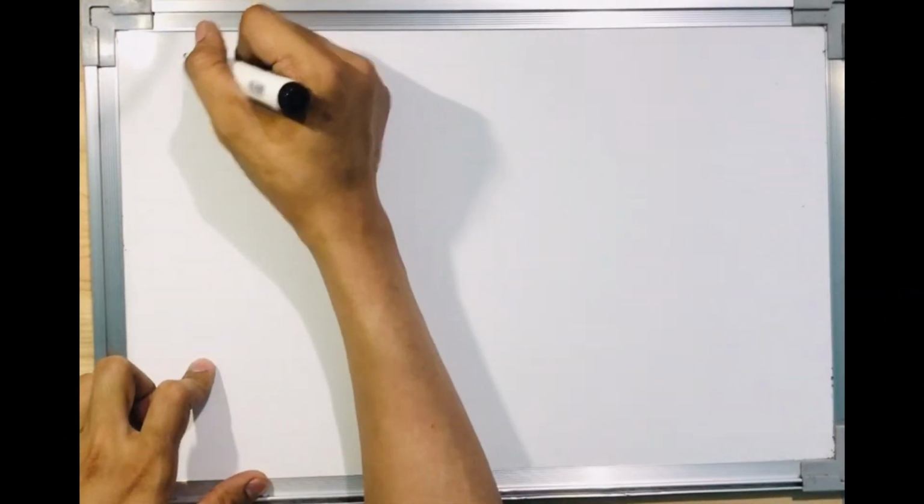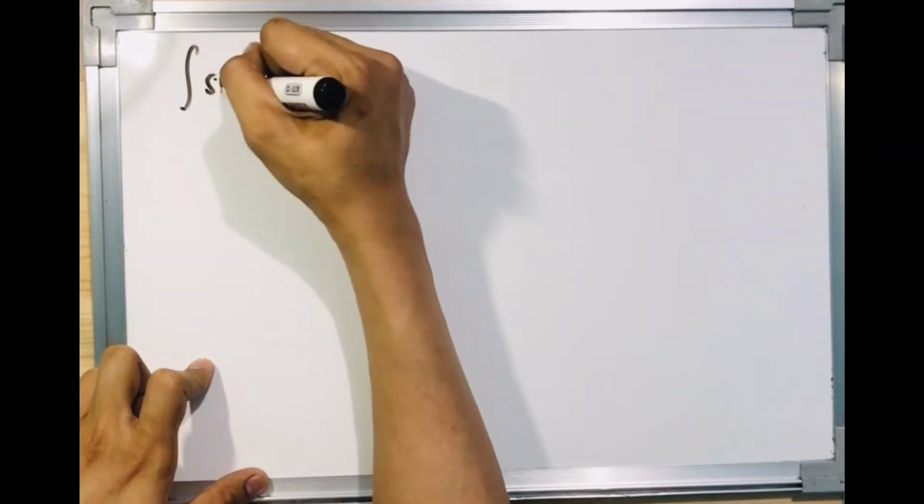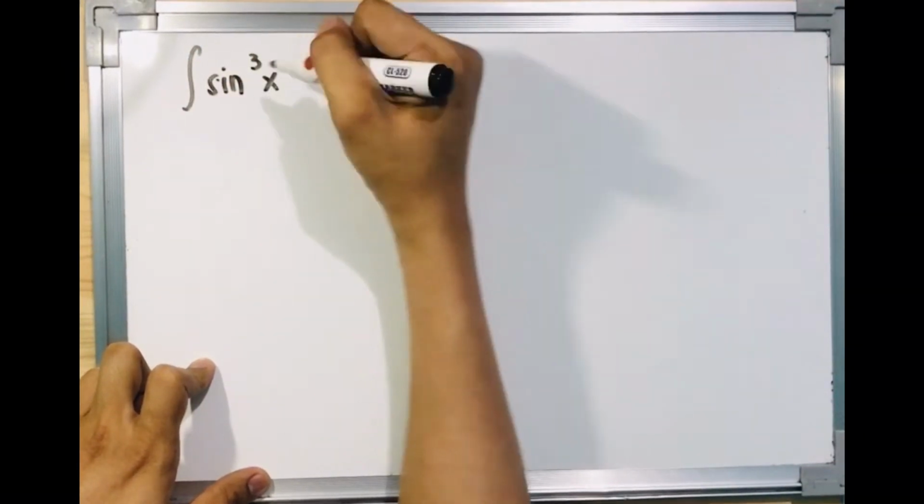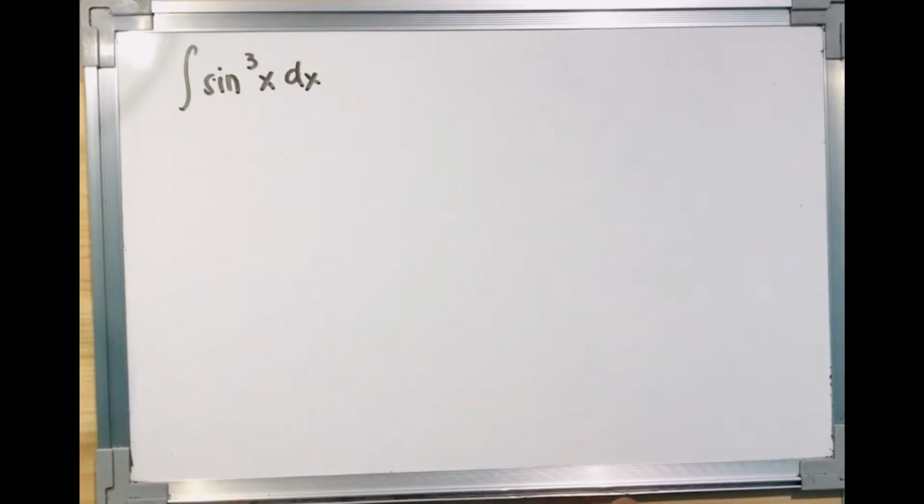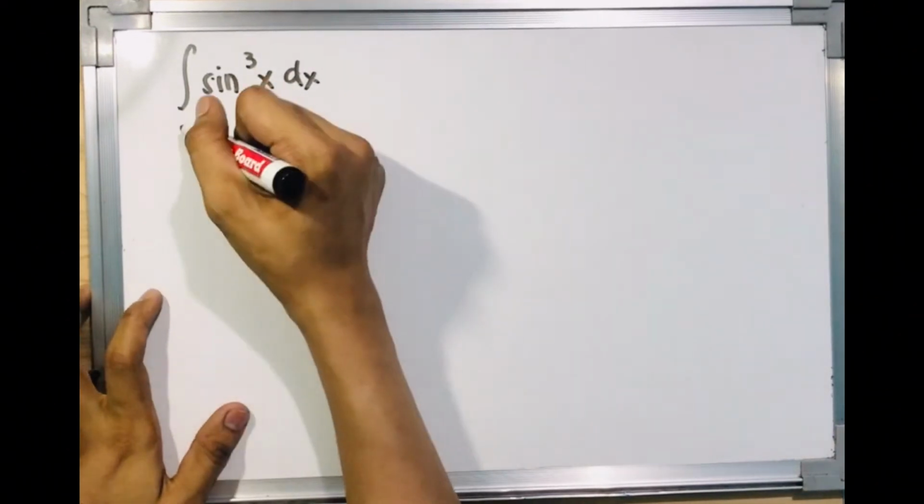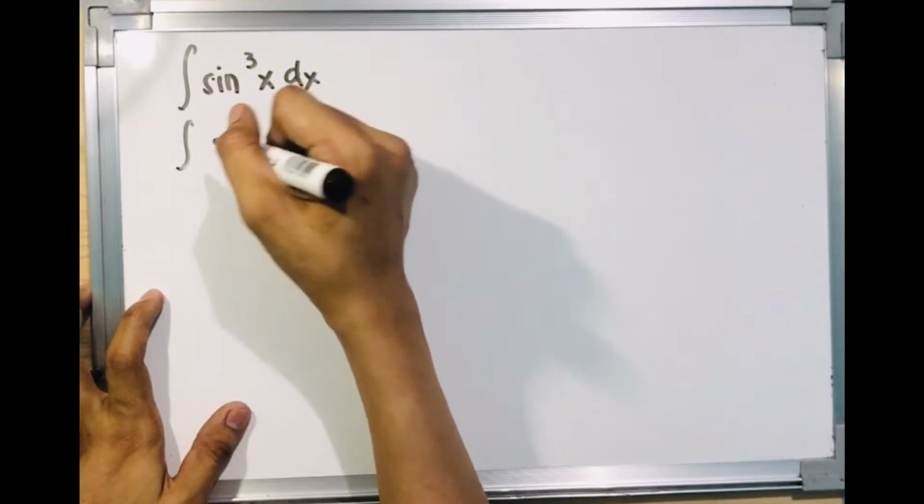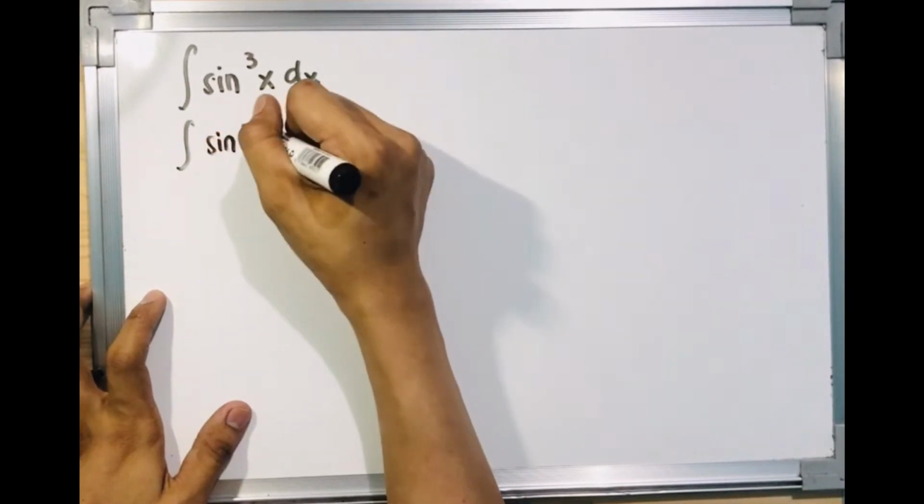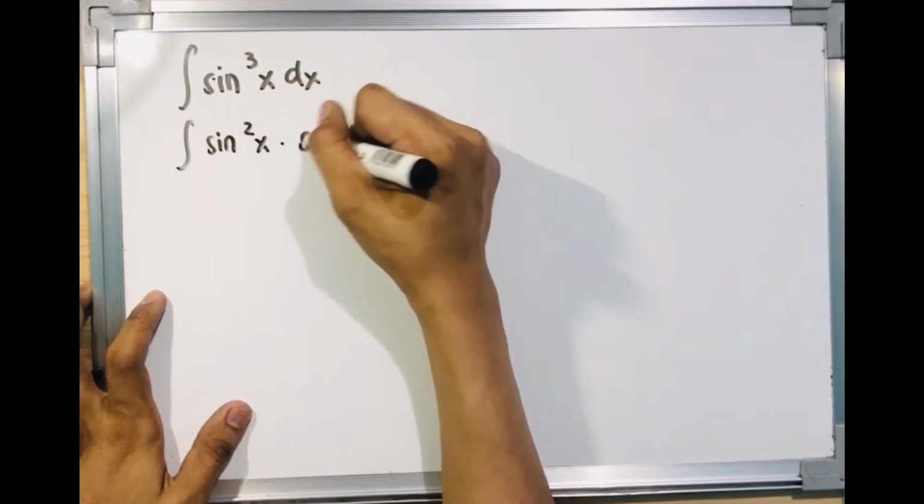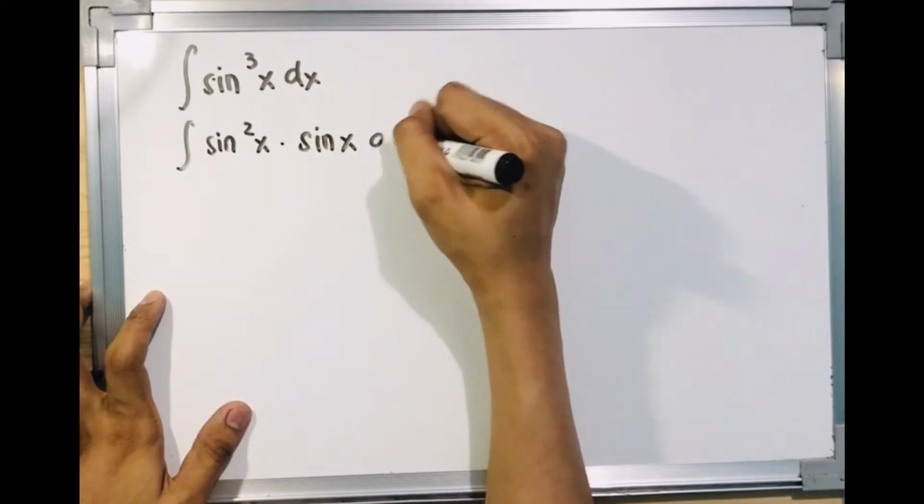Kung kanina ay sinolve natin si cosine cube x, ngayon isisolve naman natin si sine cube of x dx. Halos same lang yung approach, pero kailangan natin ditong i-resolve is, of course, si sine. So, doing the breaking down of sine cube x into sine squared x multiplied by sine of x dx.